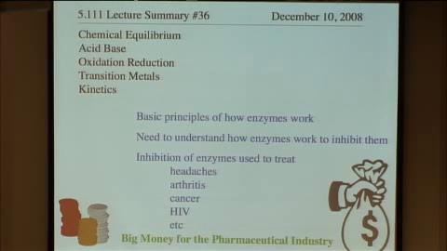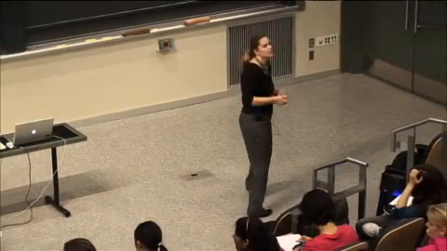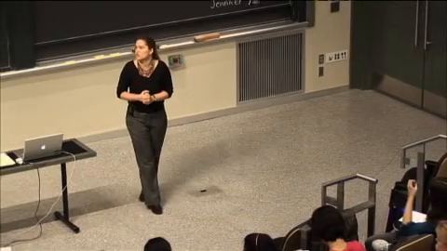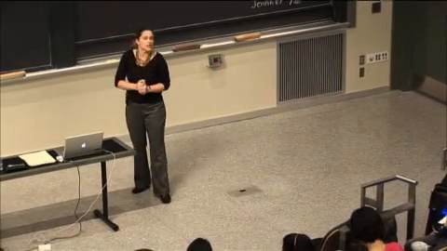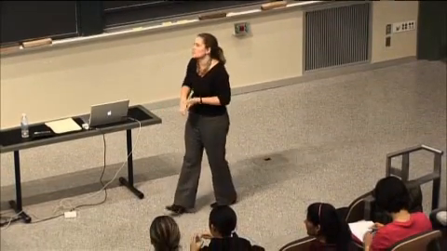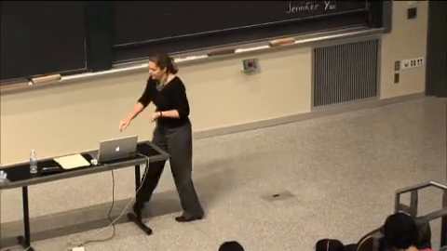Arthritis, for example, is also treated by a lot of the same medications that treat headaches. In cancer chemotherapy, you're often giving people inhibitors of enzymes to decrease tumor growth. And we talked last time about inhibiting HIV proteases as part of a treatment for HIV. So understanding enzymes is very important for the pharmaceutical industry. That's one example of why you need to know about chemical equilibrium, acid-base, oxidation reduction, transition metals, and also kinetics.